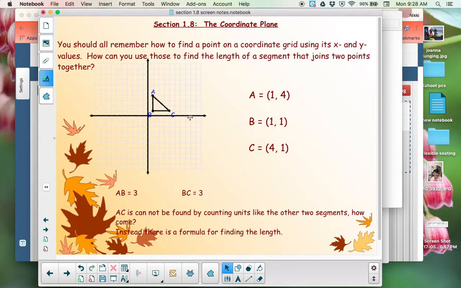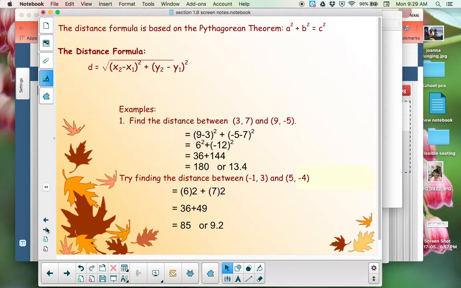For diagonals, it's related to that. We would use coordinates A and C. But notice the difference between 1 and 4 is 3, and the difference between 4 and 1 is 3. We would use those values to find the length. And what we are going to use is something called the distance formula. The distance formula is based on the Pythagorean theorem. It's based on the fact that a squared plus b squared equals c squared in a right triangle.